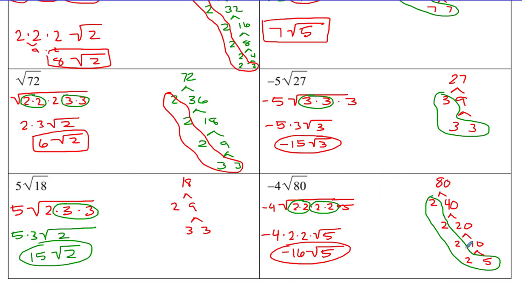2 times 2 times 2 times 2 times 5. We got 2 groups of 2 that we take out, which 2 times 2 is 4. 4 times that negative 4 on the outside, we then get negative 16 times the radical 5. All right, very good. I hope you guys got those, and they're getting a little bit easier for you. So these are the 2 different ways to go ahead and do that.